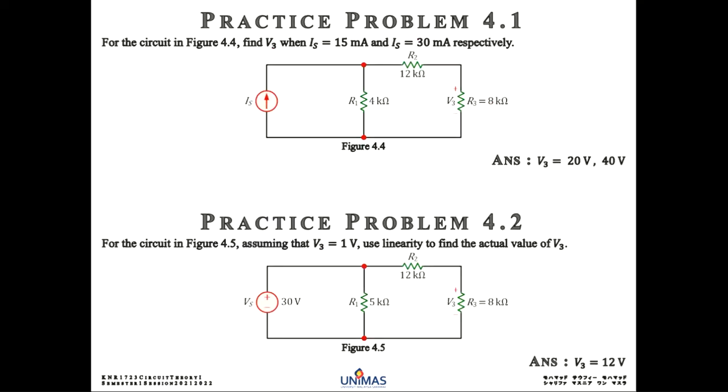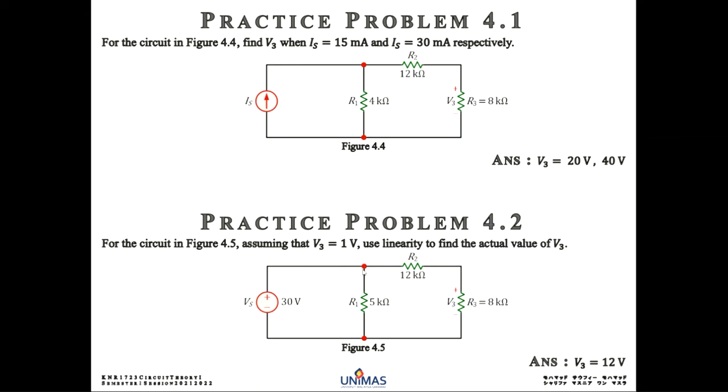Okay, so here is an example. Alright, the same example there. Find V3 from the practice problem when IS is 15 milliamp and 30 milliamp respectively. So what you have to do is find the relationship of V3 in terms of IS. So you can see the value for the two currents given, 15 milliamp and 30 milliamp.